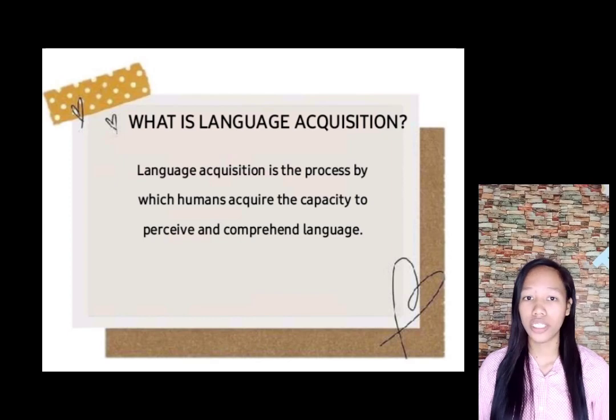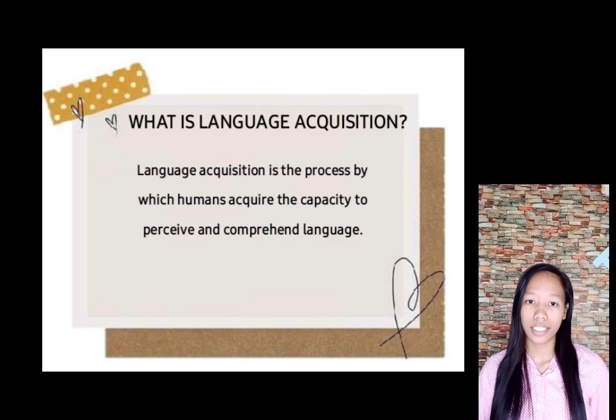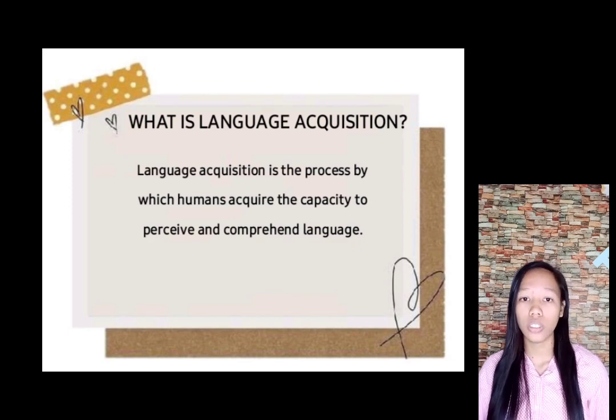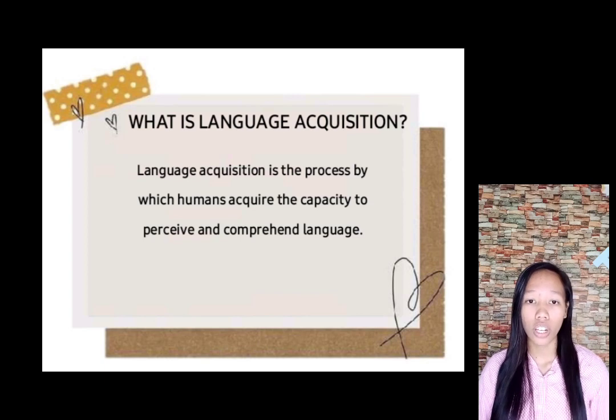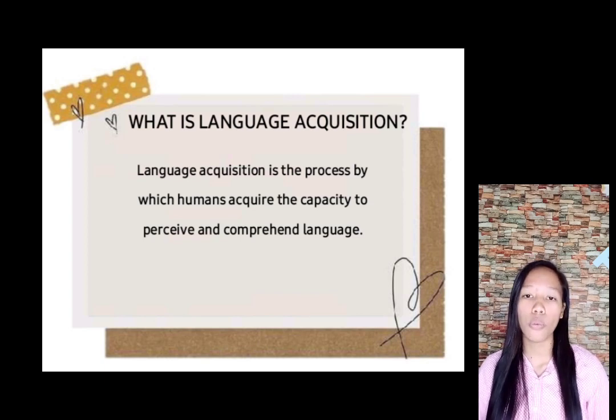The nature versus nurture debate extends to the topic of language acquisition. Today, most researchers acknowledge that both nature and nurture play a role in language acquisition. However, some researchers emphasize the influences of learning on language acquisition, while others emphasize the biological influences.